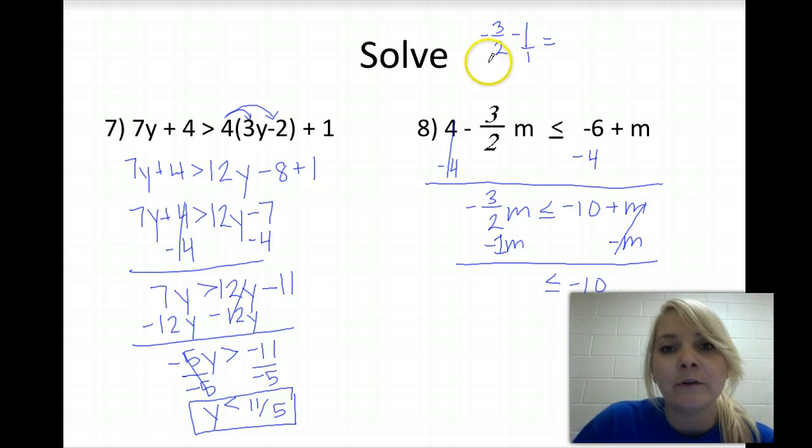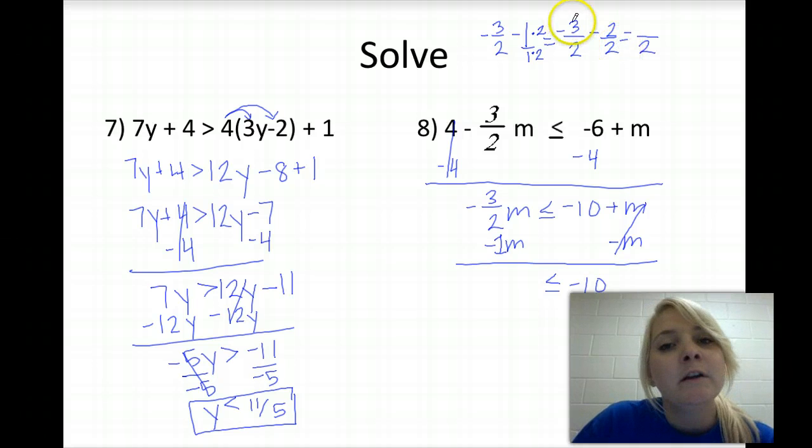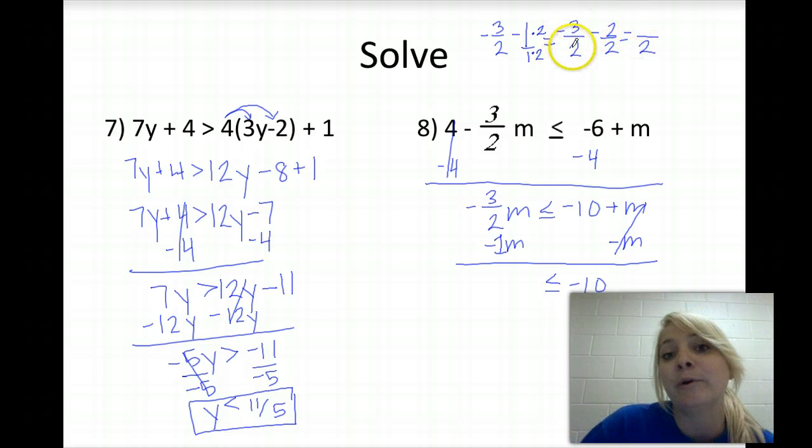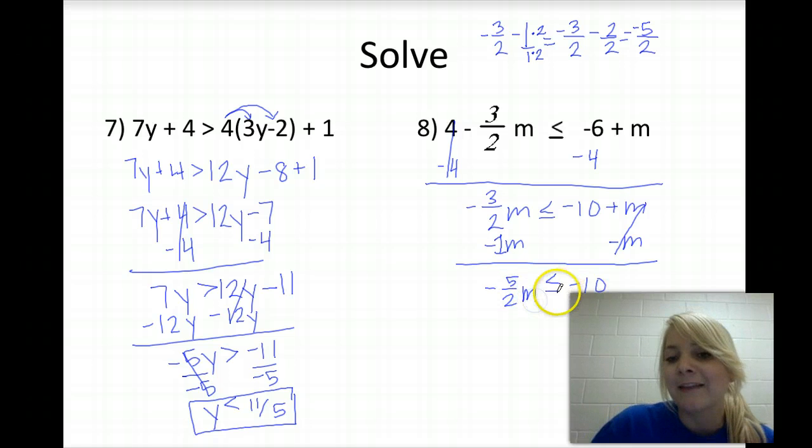Now the first fraction already has a denominator of 2. The second fraction, I'm going to multiply 1 by 2, but whatever we do to the bottom, we have to do to the top. So now I have negative 3/2 minus 2 over 2. The denominator will remain 2. Keep in mind you don't change the denominators. The numerator is what is going to change. Negative 3 minus 2 is negative 5. So I get negative 5/2 m is less than or equal to negative 10.